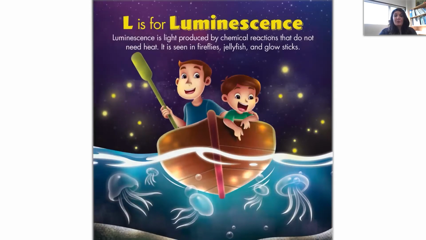L is for luminescence. Luminescence is a light produced by chemical reactions that do not need heat. It is seen in fireflies, jellyfish, and glow sticks. So when you put two chemicals together, they'll start reacting with each other and they'll give off light. And you can see that in fireflies and jellyfish and glow sticks. When you snap a glow stick, then it starts glowing. You now have mixed two chemicals together and the result is light.